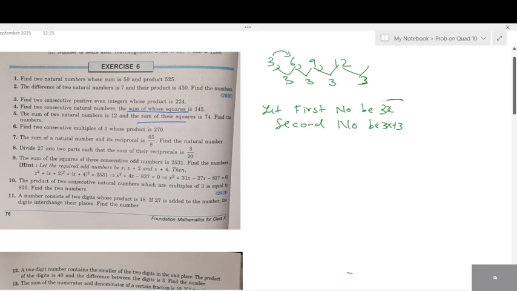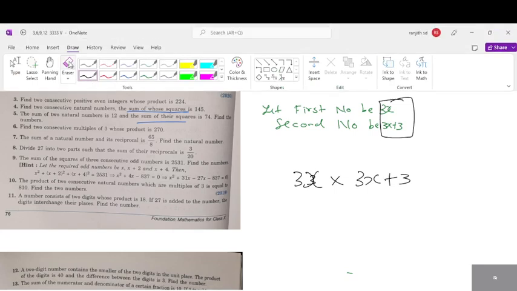Okay, first number is 3x, second number is 3x plus 3. Find two consecutive multiples of 3 whose product is 270. Product meaning is multiplication. So for multiplication, you have to multiply 3x into 3x plus 3. Write it in bracket.